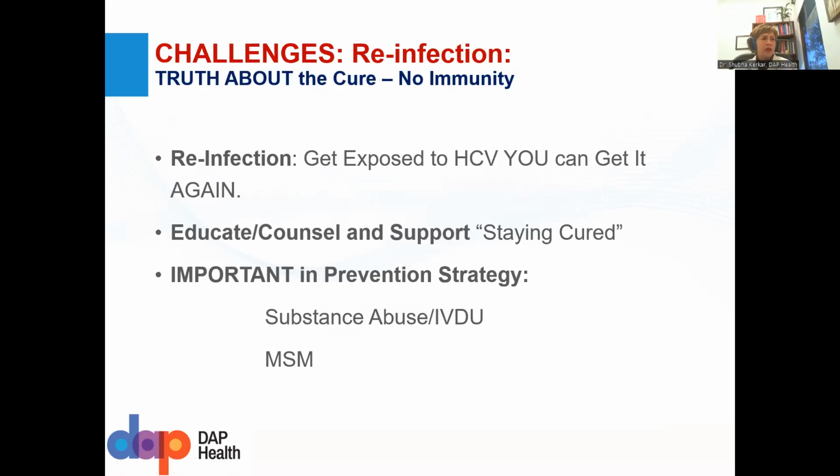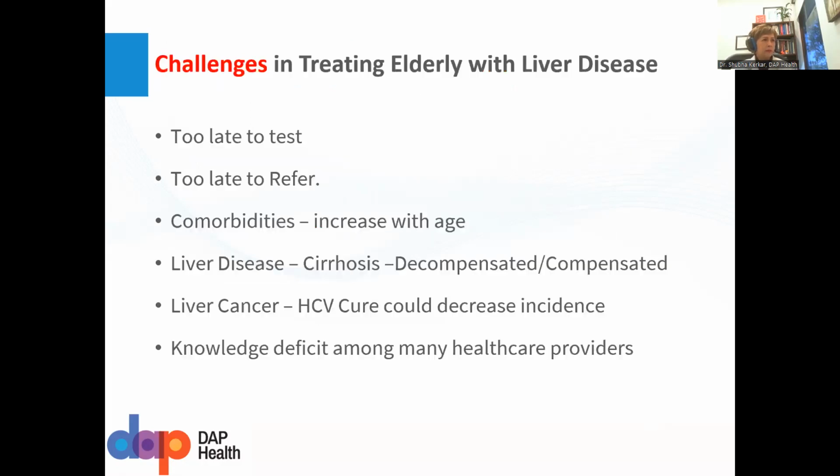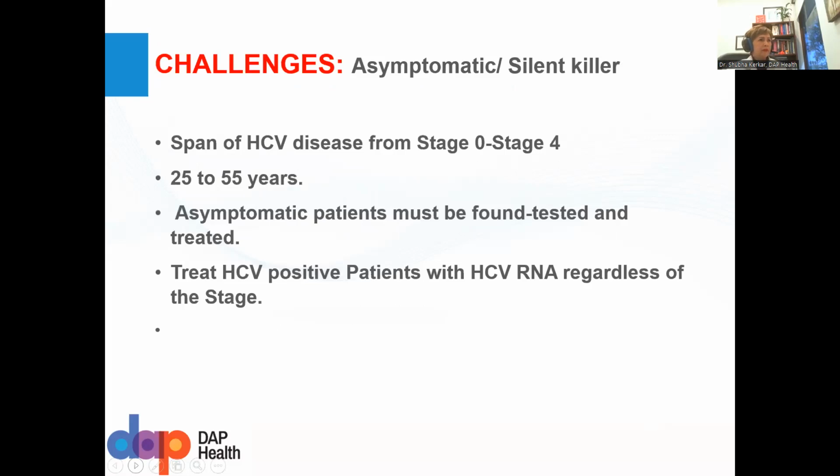Challenges of reinfection. The truth about cure is that you're not going to be immune unless you educate, counsel, and support every individual that goes through treatment, so that at the time of cure you help them understand how to stay cured. Next slide. And challenges in treating the elderly with liver disease: sometimes it is too late to test, too late to refer, and there are the comorbidities. Next slide. This is to illustrate that the span of Hep C can be as long as 25 to 50 years, and by the time they are found, tested and treated, it could be late. Next slide.